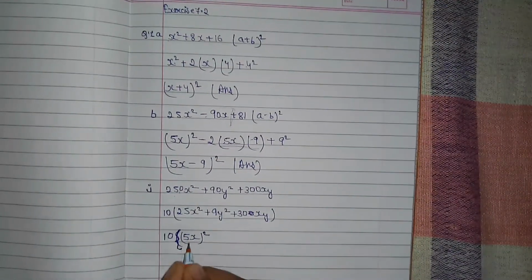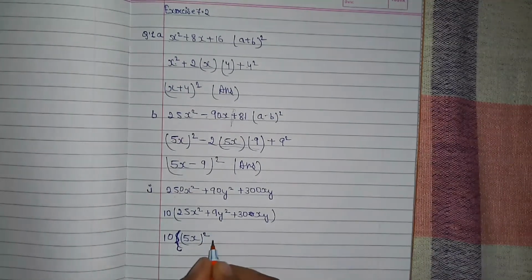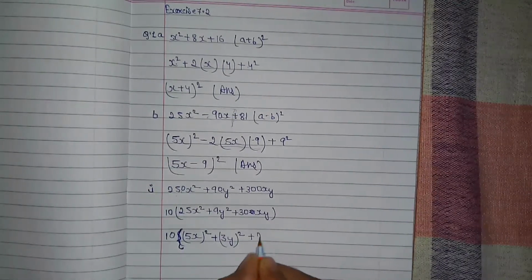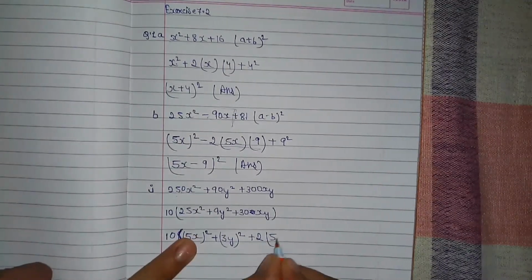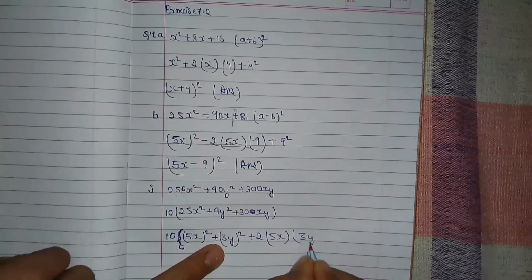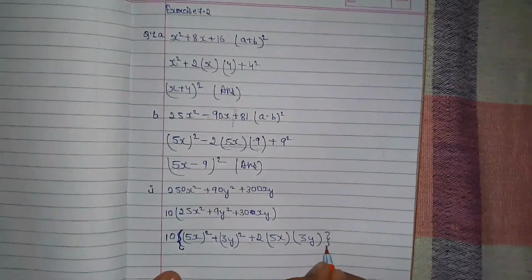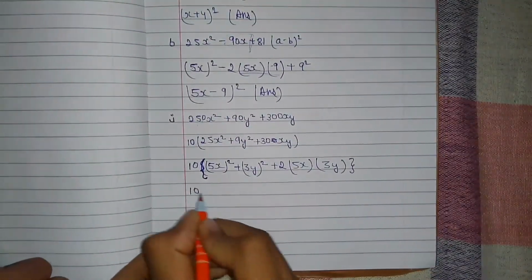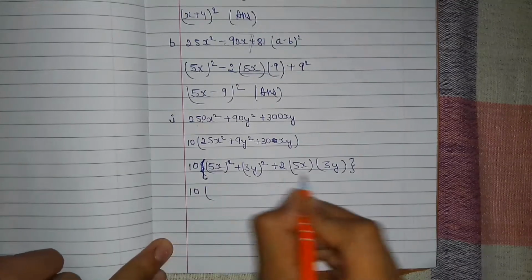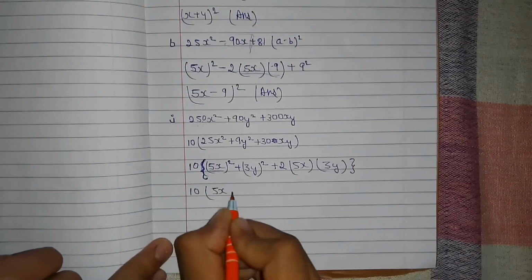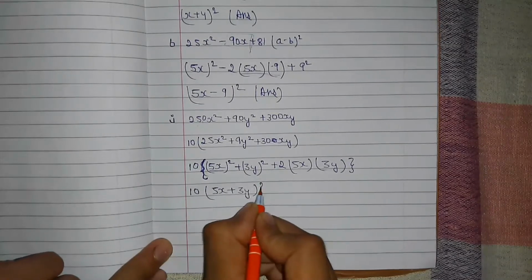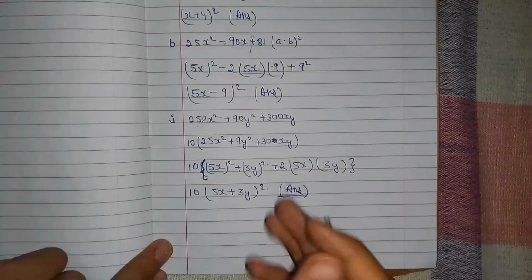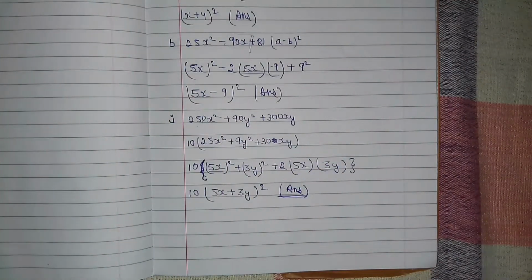Inside that we use the small bracket to write 5x whole square plus 3y whole square plus 2ab, where in place of a it is 5x and in place of b it is 3y, and we close the curly braces. Now we write it as 5x plus 3y whole square, and this is the final result. You can also match it with the answer sheet of your book.